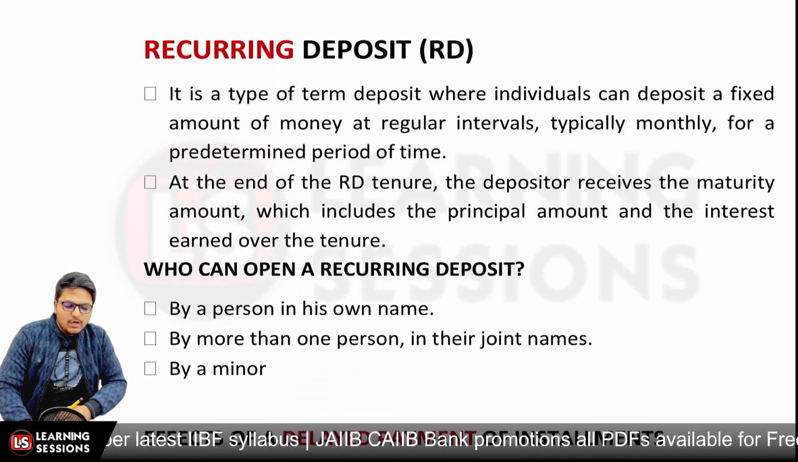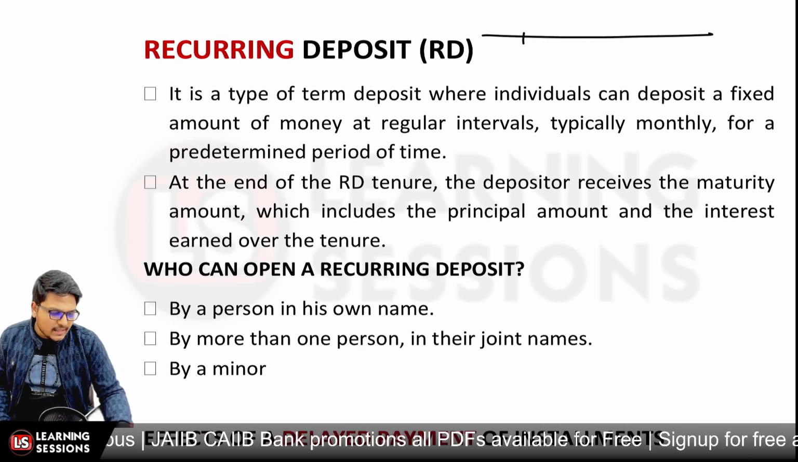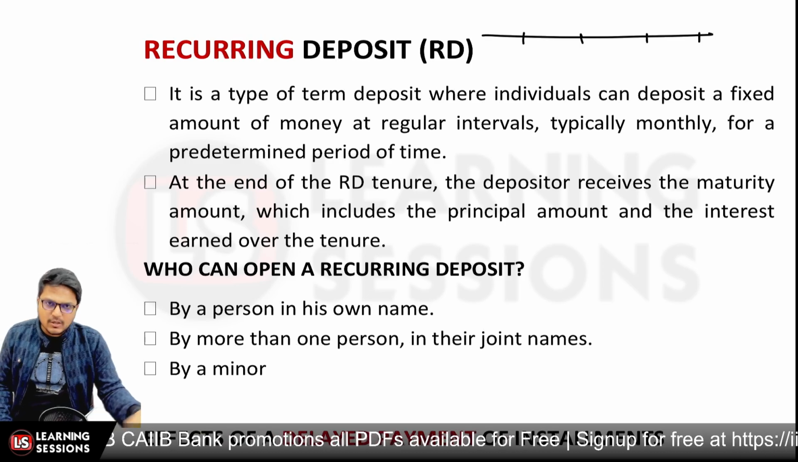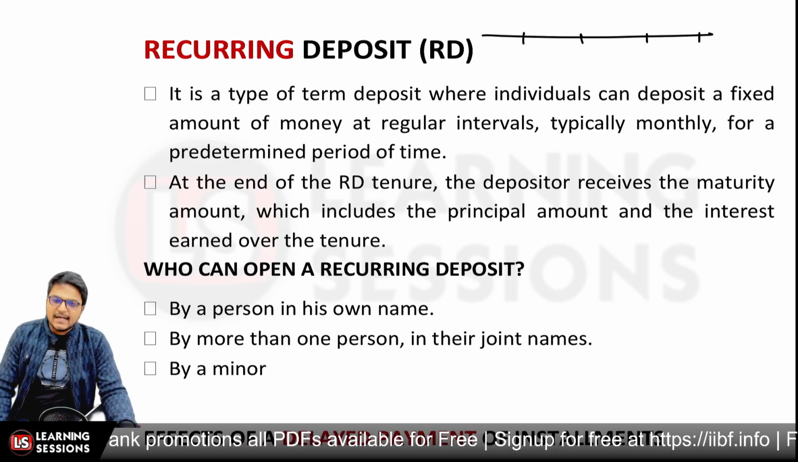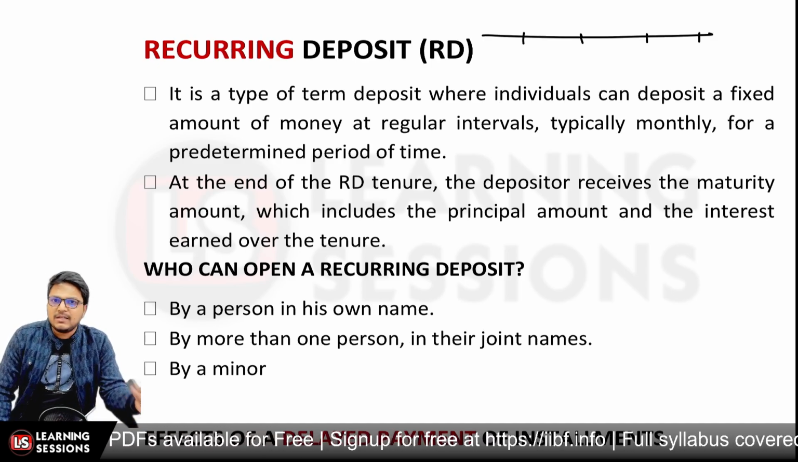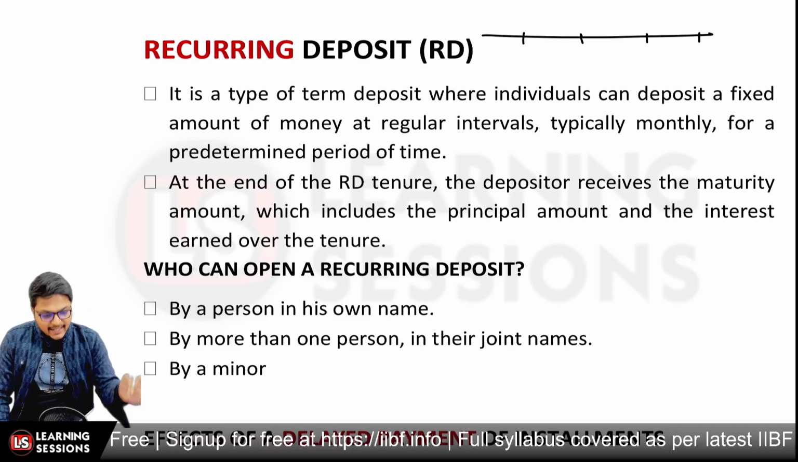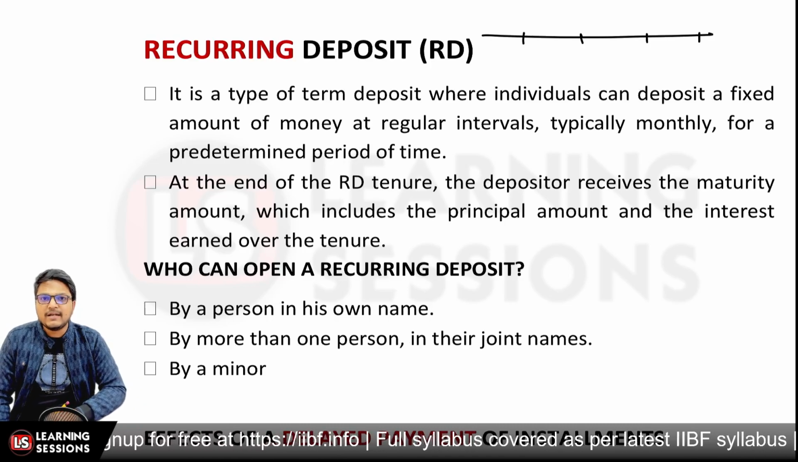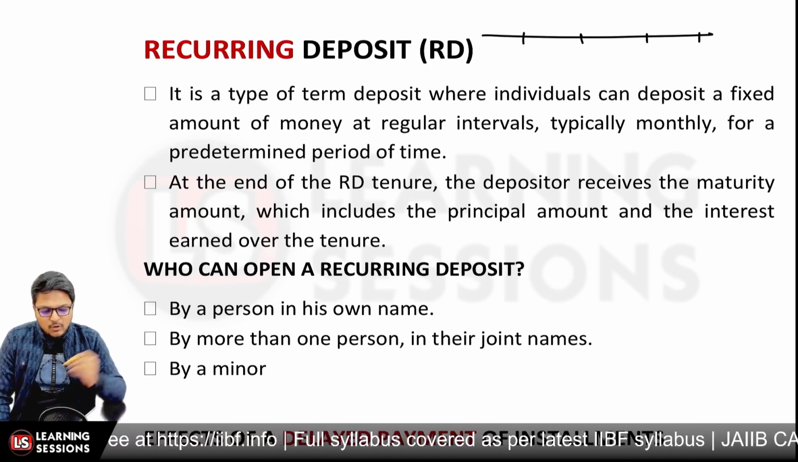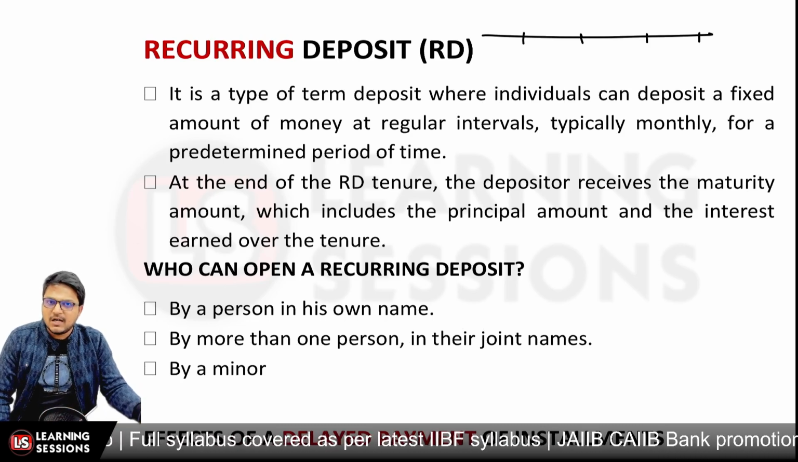Further after that, it's related to the recurring deposit. When you deposit a fixed amount at a fixed regular interval over a time period, that forms a recurring deposit. The frequency can be monthly or quarterly, depending on what is predetermined. At the end of the recurring deposit tenure, the depositor receives the maturity amount, which includes the principal amount as well as the interest earned on it, right?